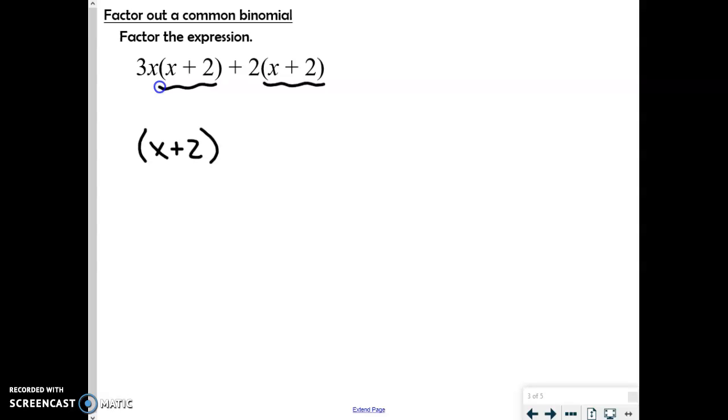And then remember, if those binomials are the same, the terms that are out front become their own binomial, which in this case would give us the second part of our factored answer, 3x plus 2. But again, remember, in order for this to work, the binomials that we see there in parentheses must be identical. If they're not, then this type of factoring won't work.